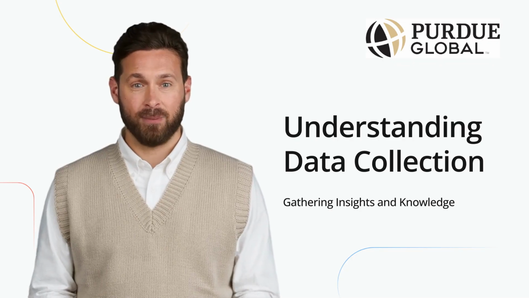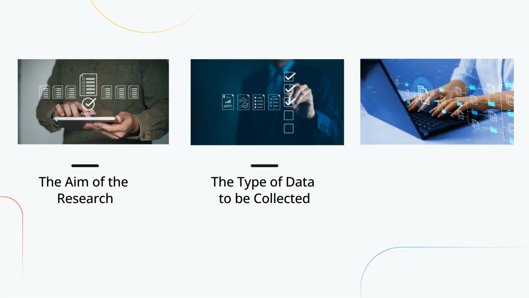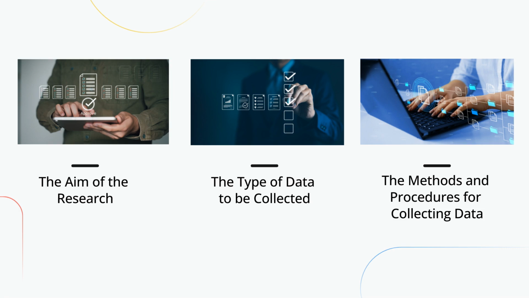permissions and IRB approval. Once you have these approvals and before you start collecting your data, it is essential to consider the following aspects: the aim of the research, the type of data to be collected, the methods and procedures for collecting, storing, and processing the data.